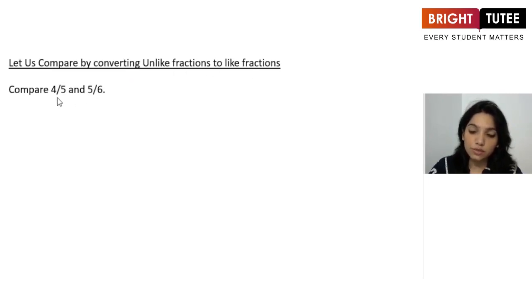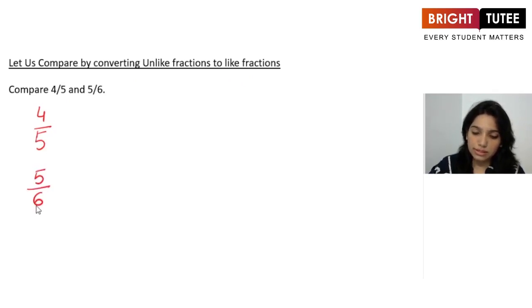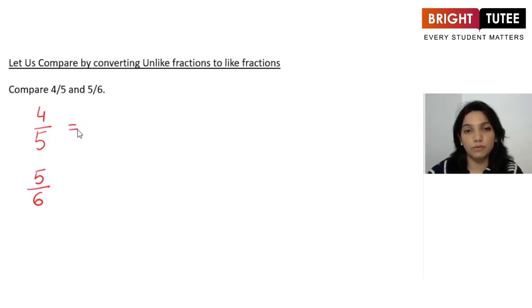So the question is 4 over 5 and 5 over 6. Now can you write the equivalent fractions to 4 over 5? I'll write some equivalent fractions to 4 over 5 by multiplying the numerator and denominator by 2 for now.